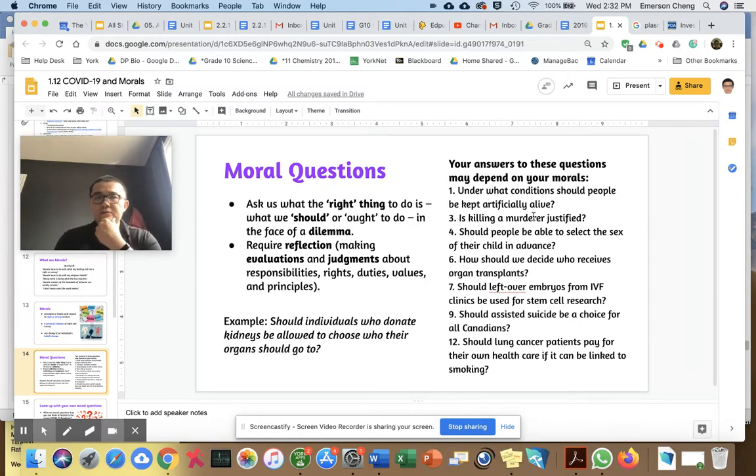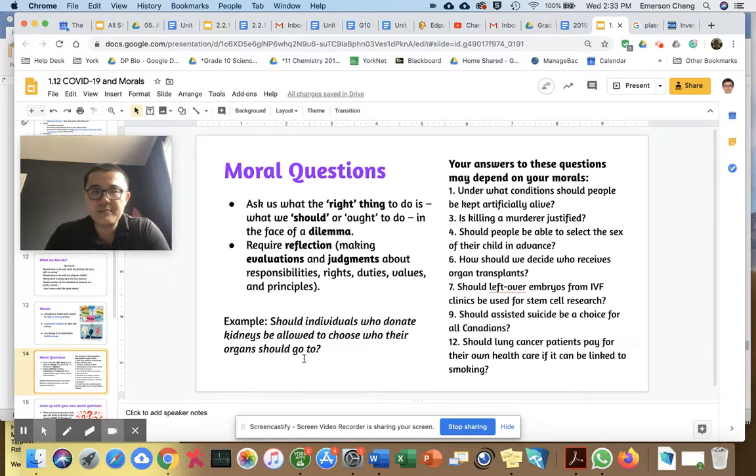So here are some examples of moral questions. And now, to answer these questions, you need to make a reflection. What do you personally believe in? What is the situation? What are your core values and things like that? And using these, after you reflect and think about what your moral compass is and what your core values are, then you make an evaluation and judgment. Okay.